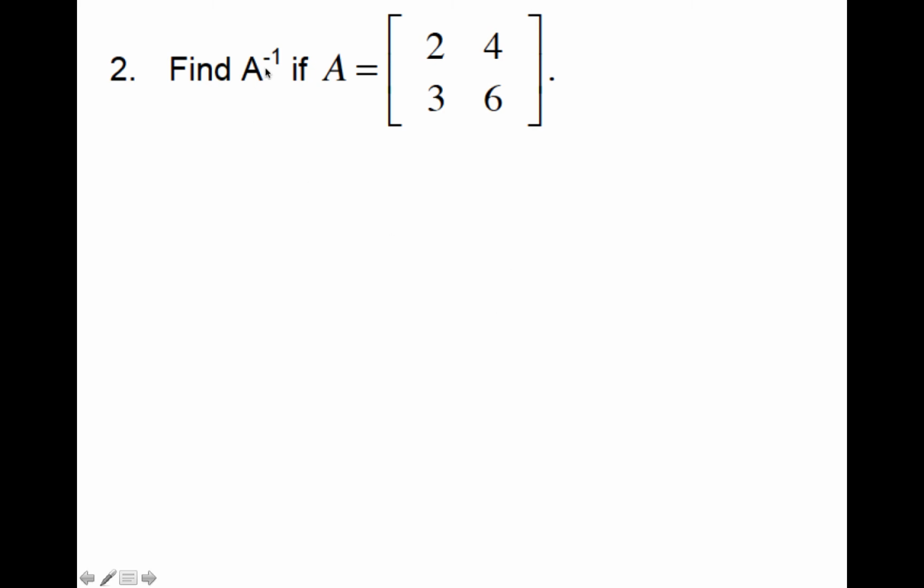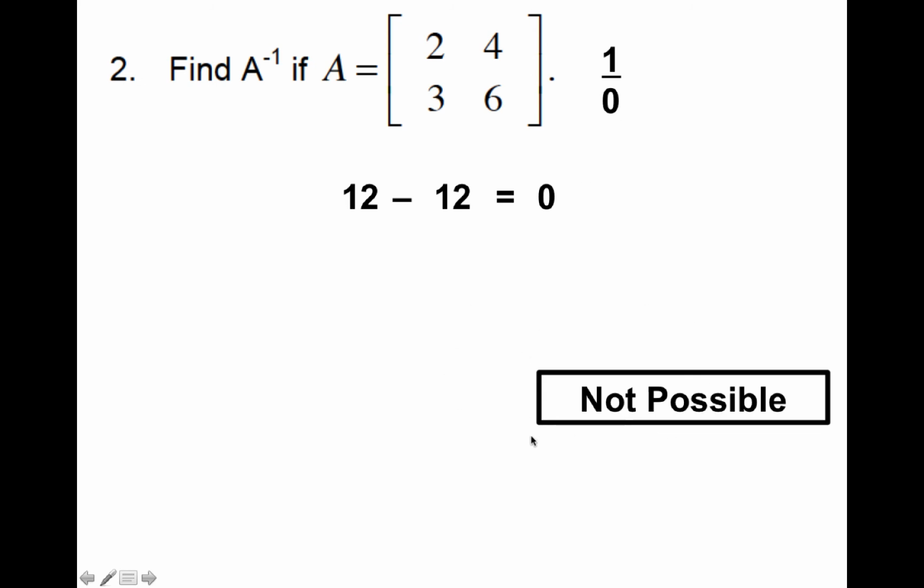Okay, remember, sometimes I won't tell you what you're supposed to do, so it'll say to the negative 1 power, that's the inverse, you just have to know. Same process, even though it looks different. You just cross multiply. 2 times 6 is 12, minus 4 times 3 is 12. 12 minus 12 is 0. And the reciprocal of 0 is 1 over 0. Please note you can't divide by 0, so this one is not possible. This one does not have an inverse.